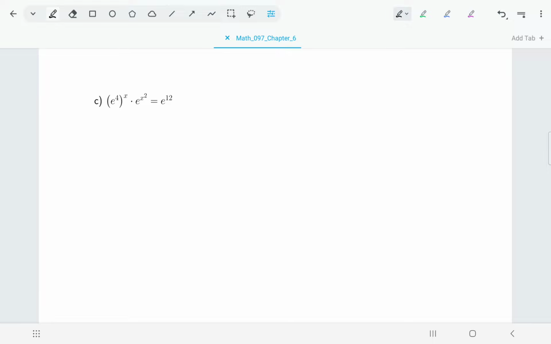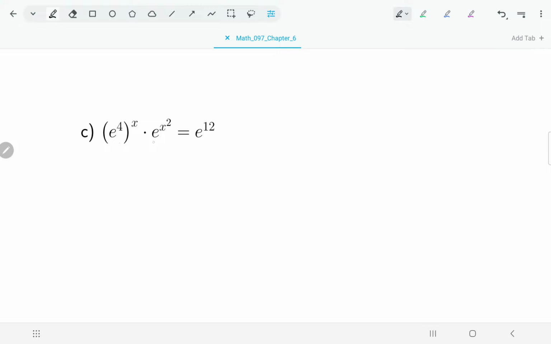For this next one, we all have the same base. It's all base e, but it's not just one exponential function equal to another exponential function. On the left side, I've got two exponential functions that are being multiplied together. So what I'm going to need to do is just simplify that left side so that I have it as just one exponential function. So first things first, I have e to the power of 4 to the power of x, and I know with my exponent rules that would be e to the power of 4 times x, or 4x.